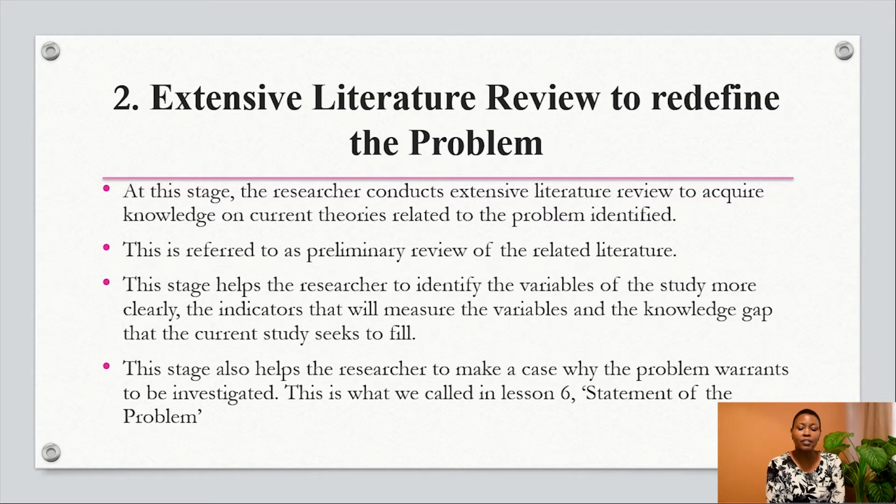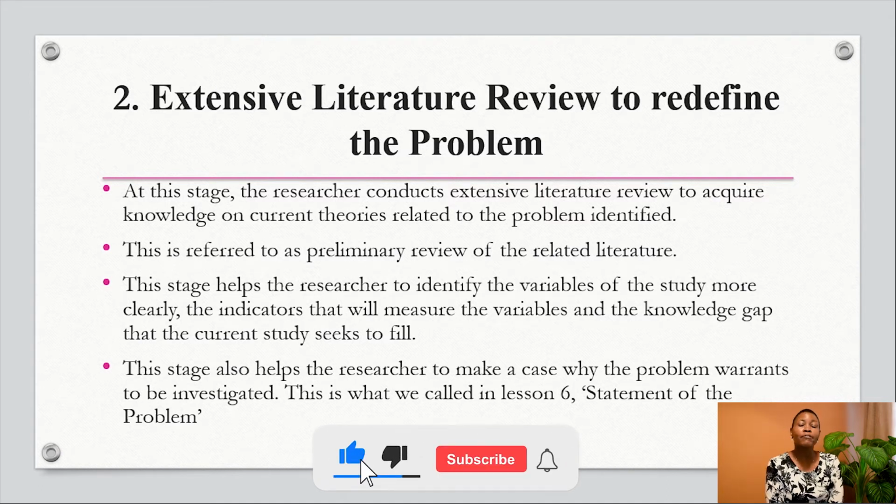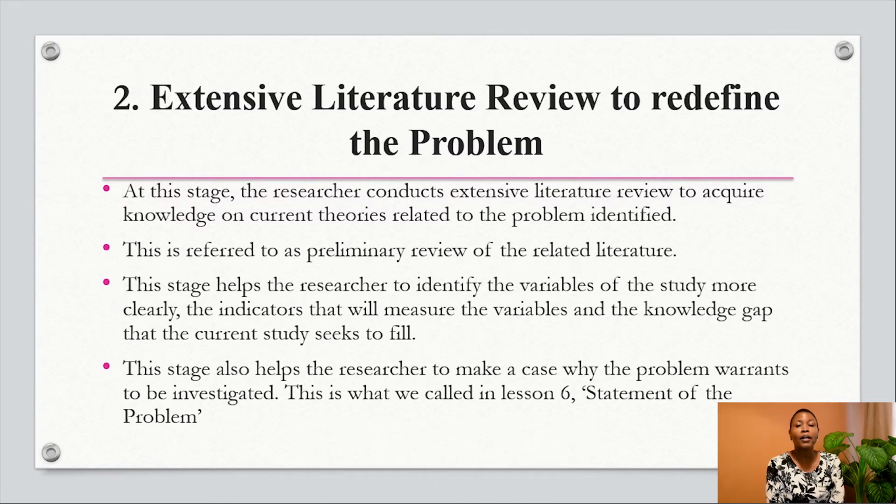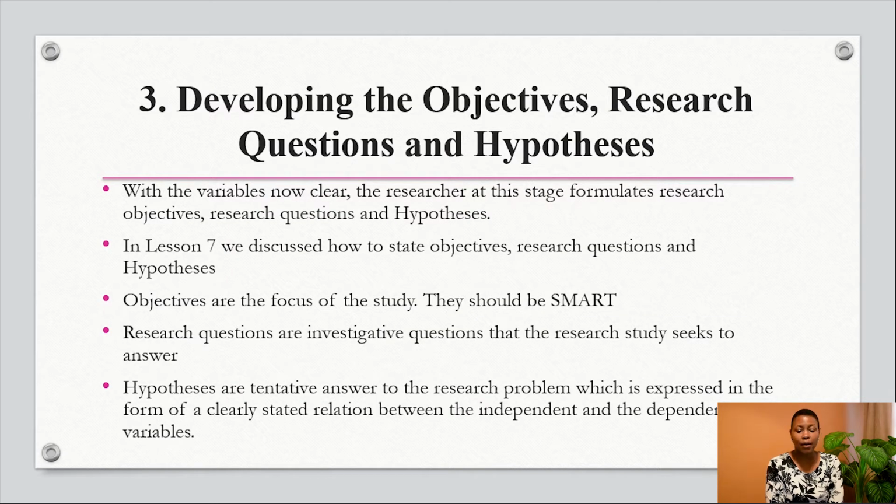It is also at this stage where the researcher is able to state the problem, what we called in lesson 6, statement of the problem. We said that statement of the problem makes a case for why the problem warrants to be investigated. So it is only after you go to literature, find out what others have written about the area that you want to investigate, that you are able to clearly define the objectives of the study, the indicators to measure those variables, and also identify knowledge gap.